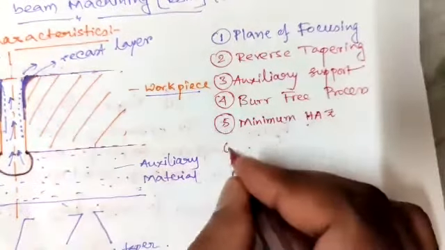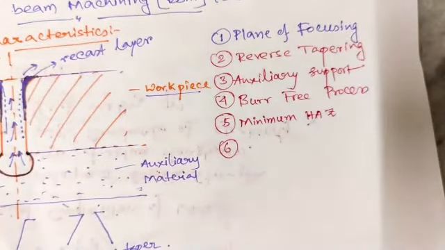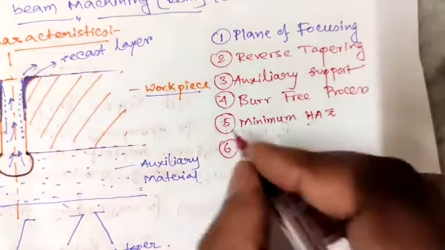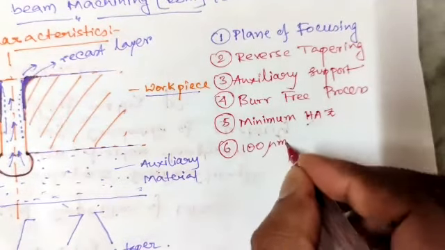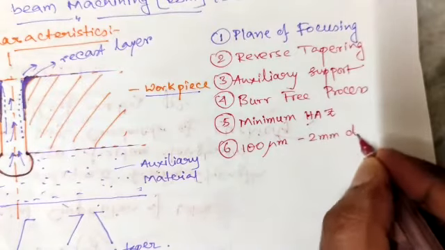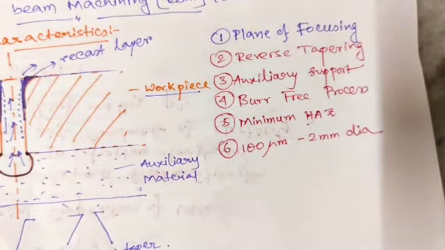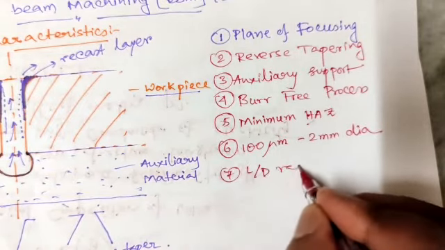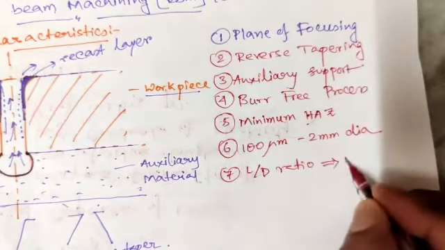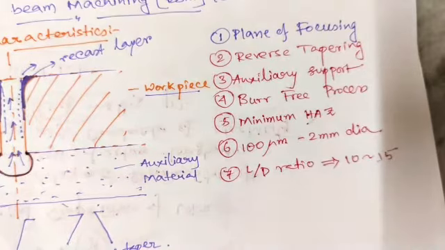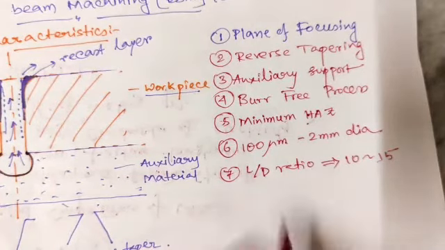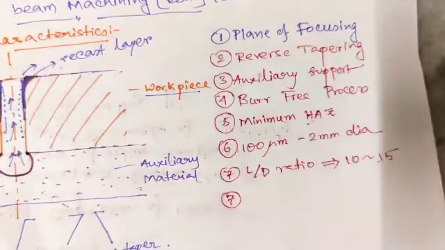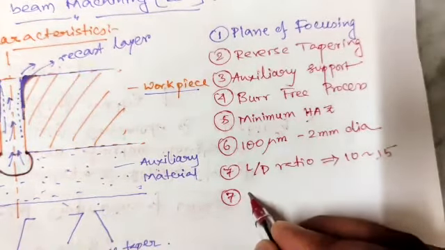Next, what is the dimension of the diameter which we can achieve? It will be somewhere between 100 microns to 2 mm diameter of the hole. Then the length versus depth ratio should be somewhere around 10 to 15. Now, seventh, we can make the hole in almost any material. It may be metal or non-metal, anything.